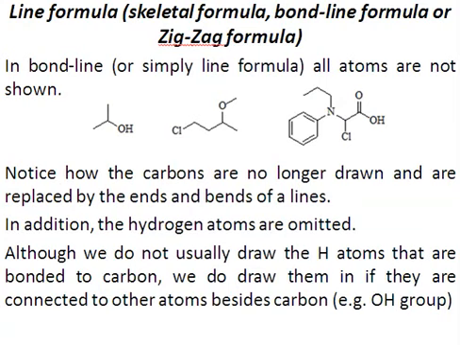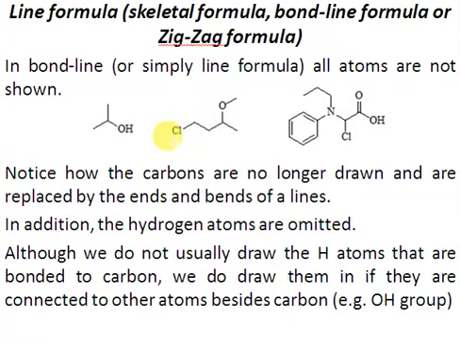So in order to eliminate the problems associated with the Lewis formula or Kekulé formula, line formulas were devised. Right, the line formulas are also known as skeletal formulas. They are also known as bond line formulas, or zigzag formulas. Why are they called zigzag? Because the line appears in a zigzag manner.